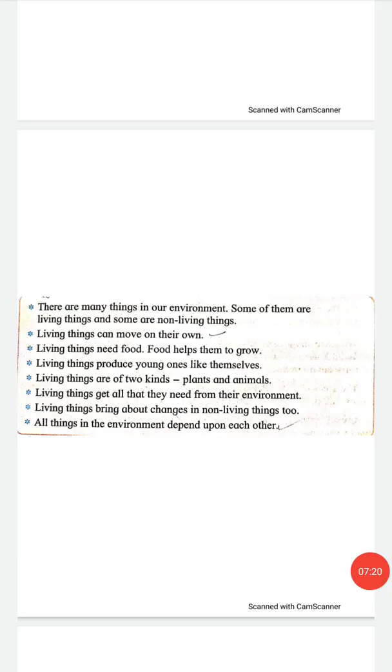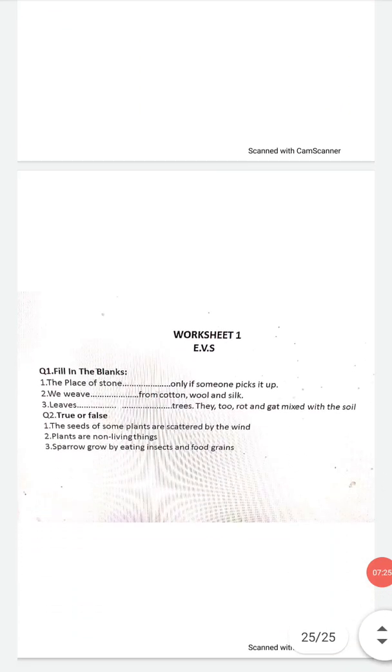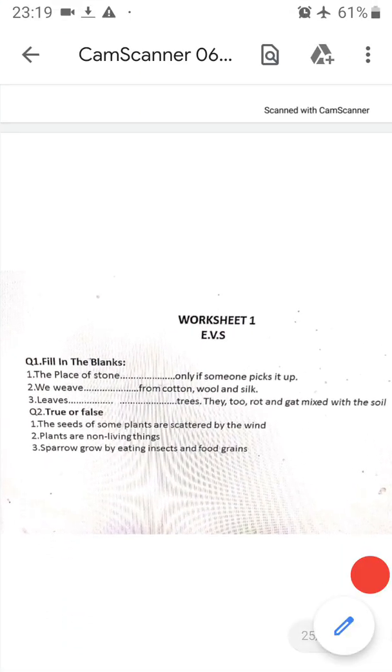Students, now I have given you the worksheet to do. Question number 1, fill in the blanks. Question number 2, true or false. Tomorrow, again I will be back to you with the question answers and the other part of the exercise.